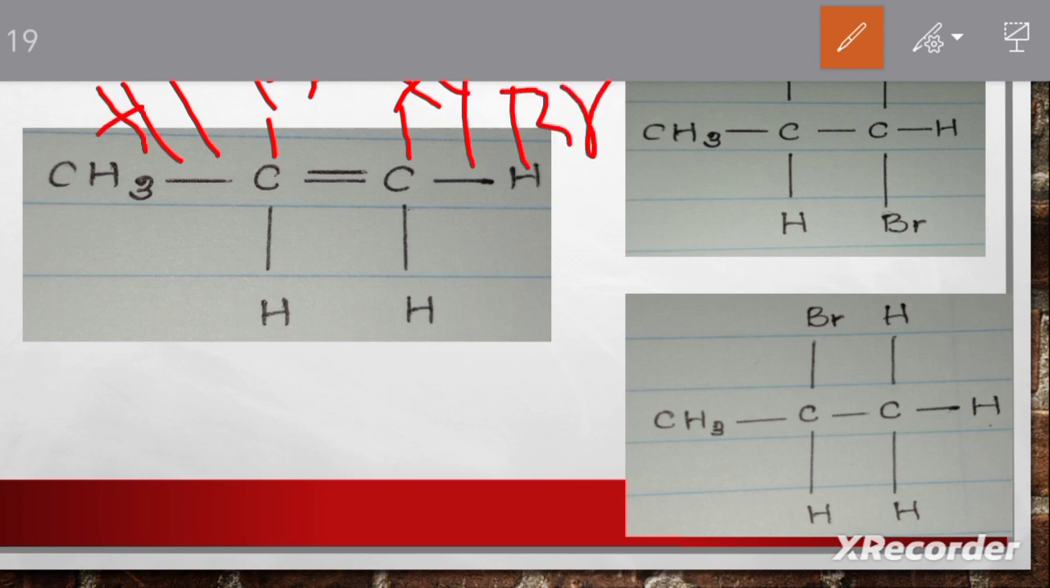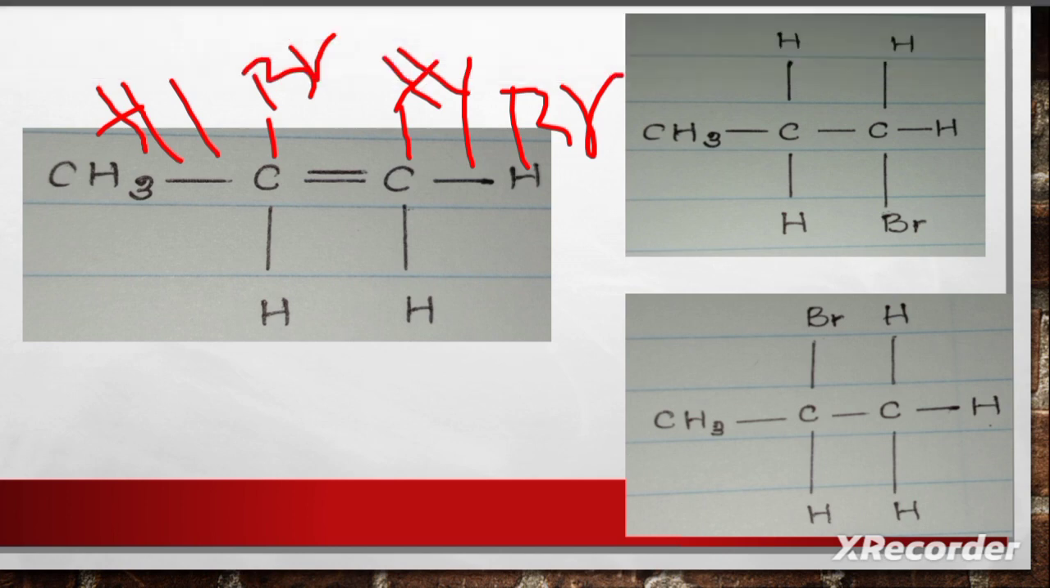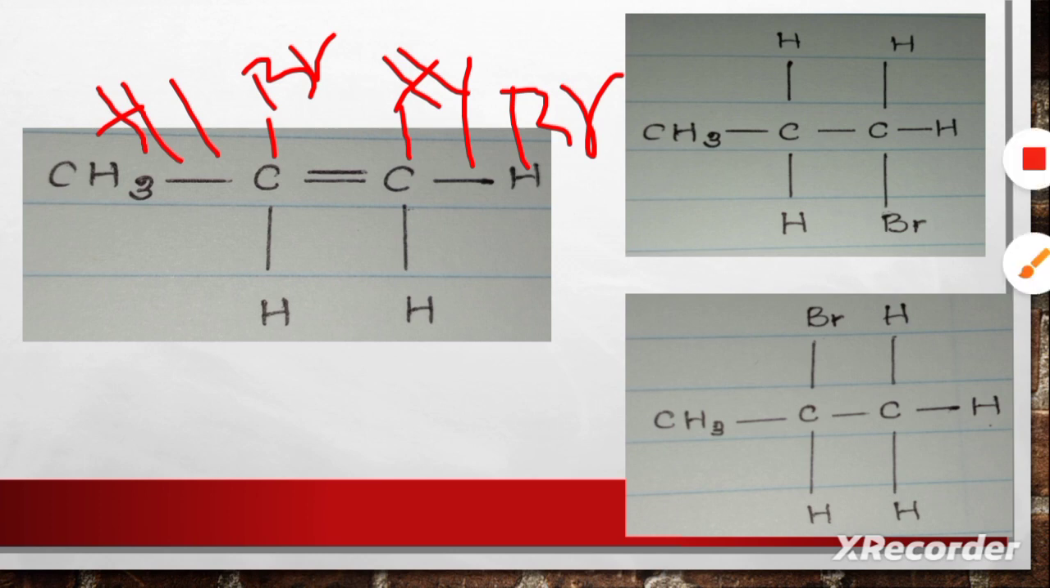In organic conversions, we cannot have such two products. We have to have a single product. So Markovnikov has defined a rule like this. We have to add hydrogen to the adjacent carbon with more hydrogen, and we have to add bromine to the adjacent carbon with a smaller number of hydrogen.